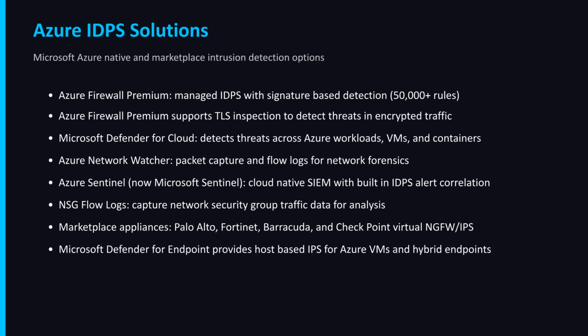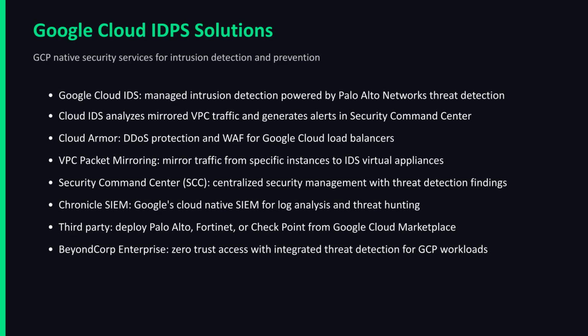Microsoft Azure offers robust security through Azure Firewall Premium, which includes built-in signature-based IDPS. Coupled with Microsoft Sentinel for alert correlation and Defender for Cloud, you get a powerful, integrated security posture for your Azure workloads. Finally, Google Cloud provides Google Cloud IDS, powered by Palo Alto Networks, alongside Cloud Armor for WAF protections.